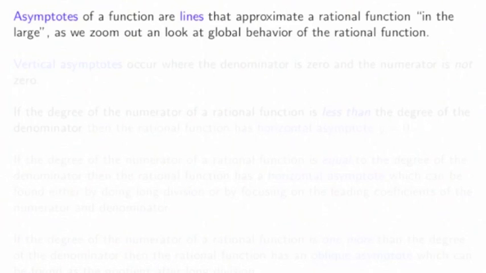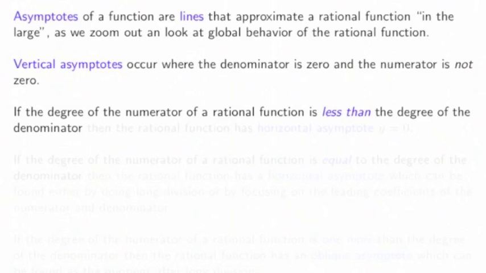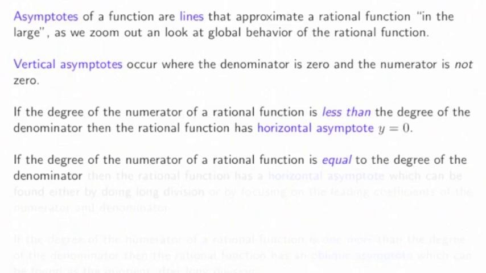Summary. Asymptotes of a function are lines that approximate the rational function in the large as we zoom out and look at the global behavior of the rational function. Zoom out away from the origin and look at the behavior in the large, and you should see the asymptotes. Vertical asymptotes occur where the denominator is 0 and the numerator is not. If the degree of the numerator is less than the degree of the denominator, then there's a horizontal asymptote of y equals 0.